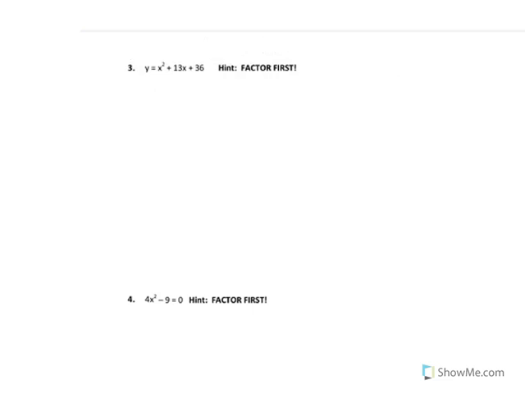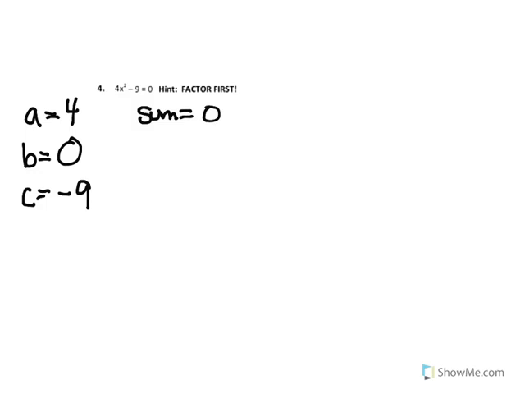Okay, the thing about number 4 is that we need to factor this. And if we were to do A, B, C, you would see that the A, which is the x squared, is 4, and the C, which is the constant, is negative 9, but there is no B, so that's going to be 0. So we're going to have a sum of 0 and a product of negative 36. I'm going to write that again.